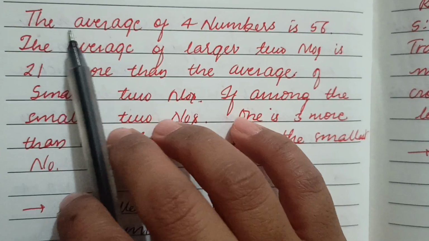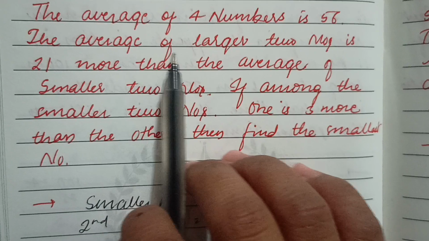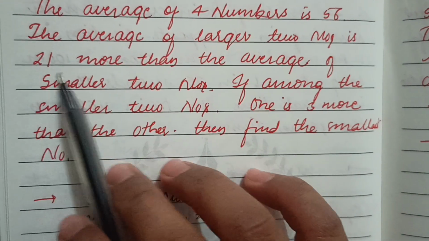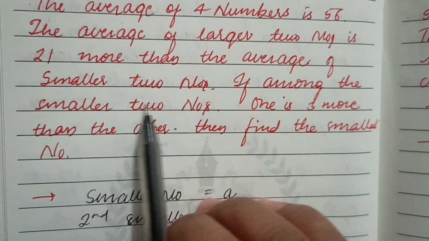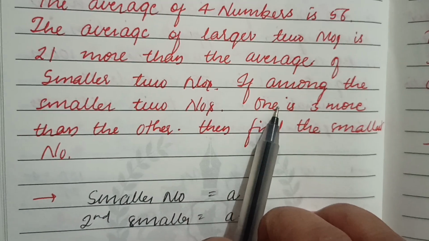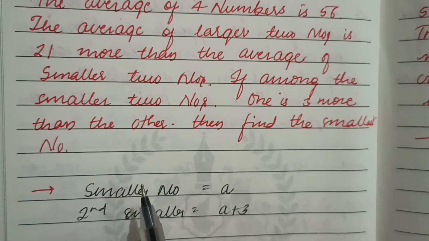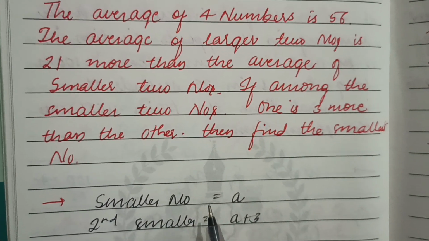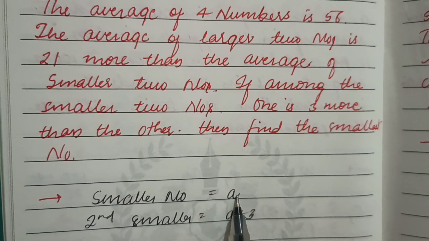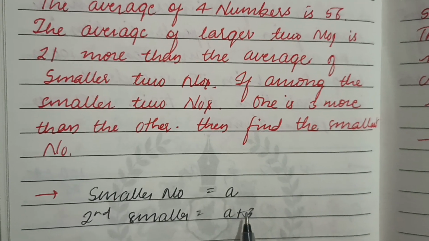Question: the average of four numbers is 56. The average of the larger two numbers is 21 more than the average of the smaller two numbers. If among the smaller two numbers one is 3 more than the other, then find the smallest number. Initially we don't know which will be the smallest number, so I have taken it as A, and the other smaller number is 3 more than that, which means A plus 3.